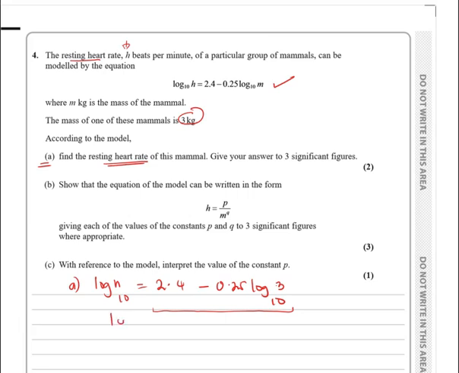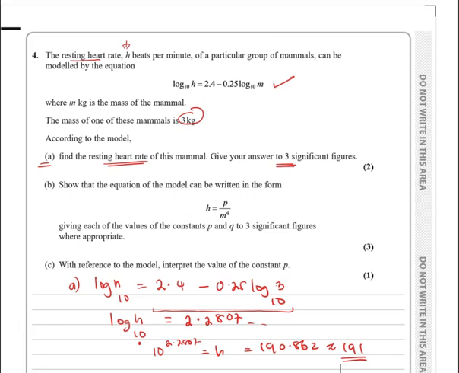Then your log of h base 10, when you press the calculator, I have 2.2807. I'm just writing only those values. So when you find h, you turn this expression into exponent. So this is 10 to the power of 2.2807 is equal to h. So your h is 190.862. But they say the answer should be to 3 significant figures. So this is approximately 191 beats per minute. That is your h.